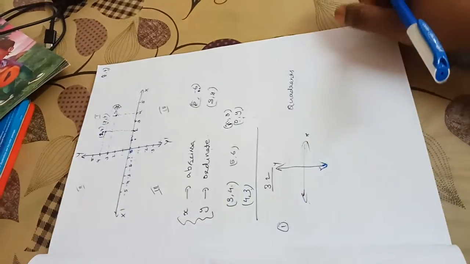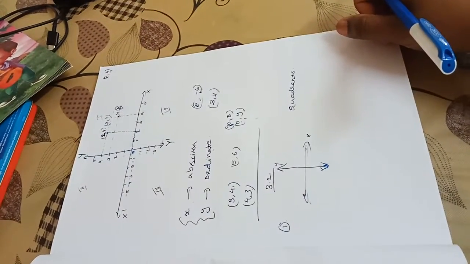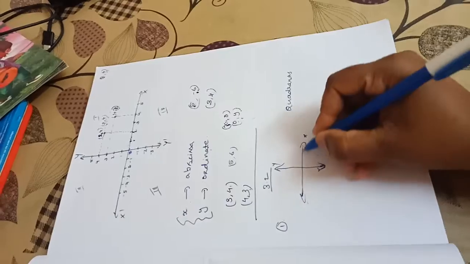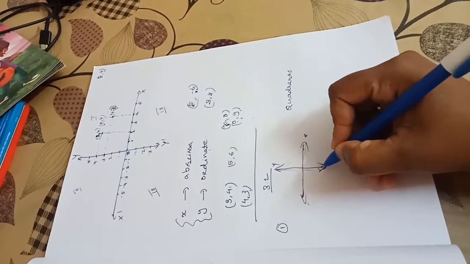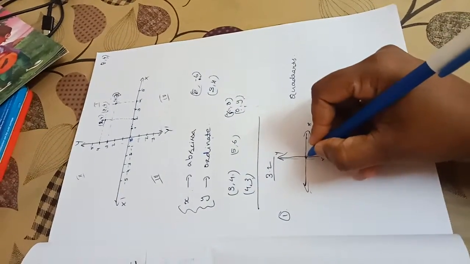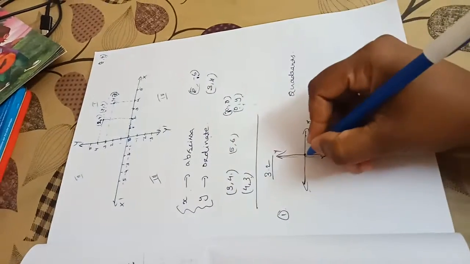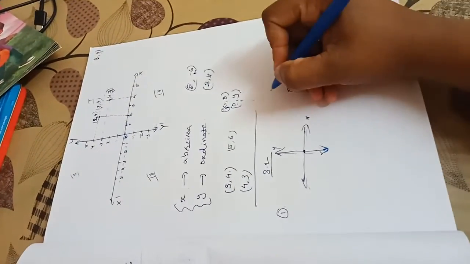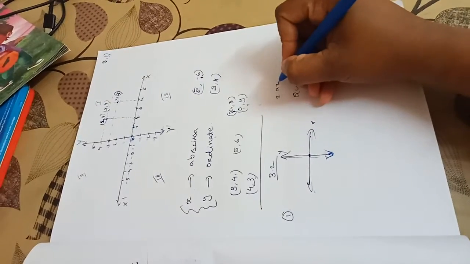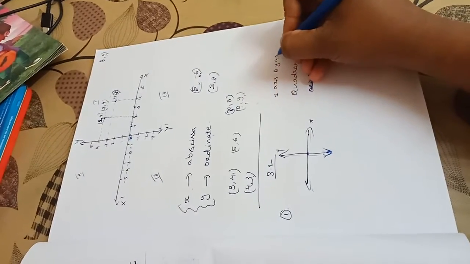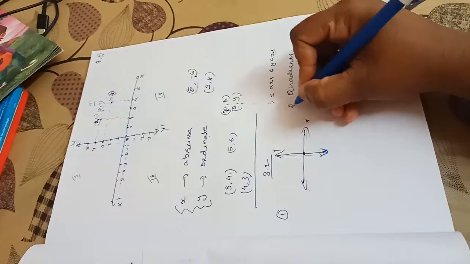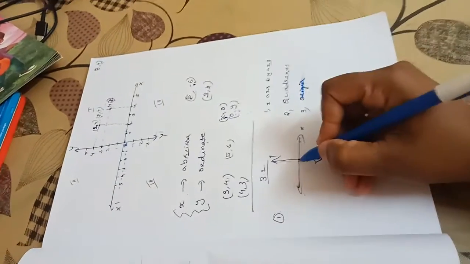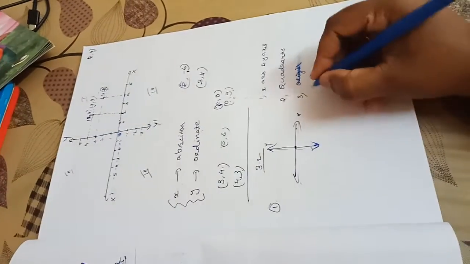Third one. Write the name of the point where these two lines intersect. One line is this, second line is this. These two lines are intersecting in the middle. So this point we call it the origin. Okay, first answer x-axis and y-axis. Second answer quadrants. Third answer the meeting point, that is origin.